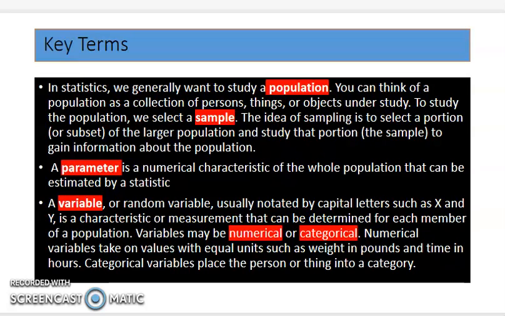Okay, a variable may be numerical or categorical. Numerical variables take a value with units, such as weight in pounds and time in hours. Categorical variables place the person or things into a category.